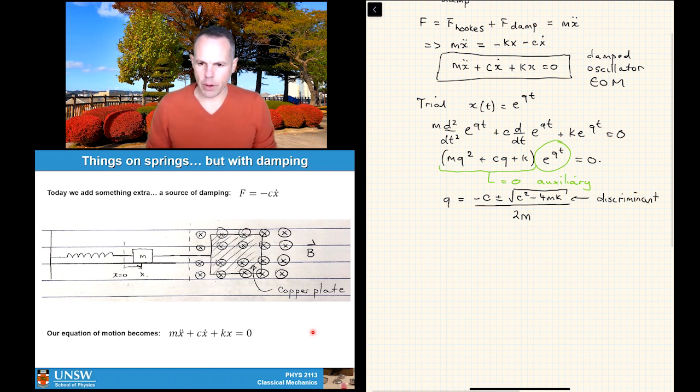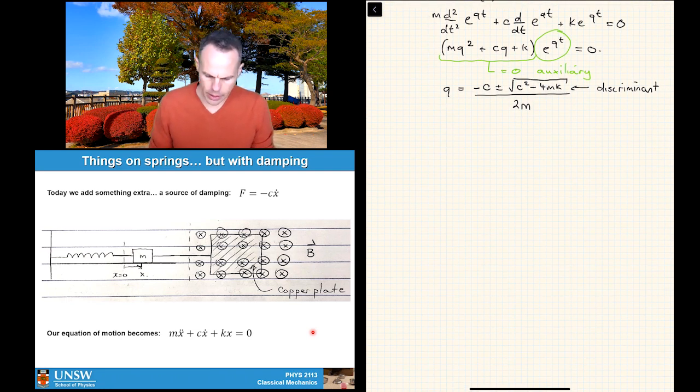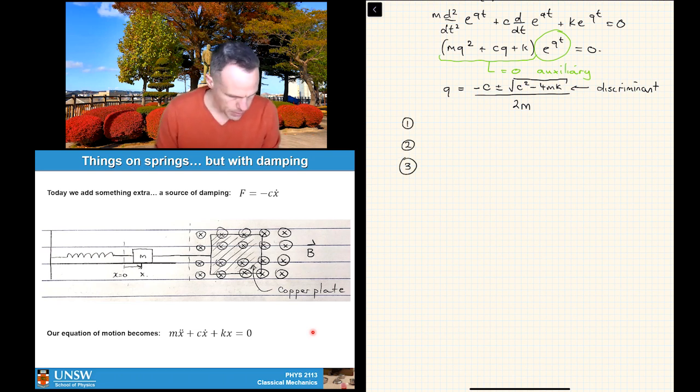As you know, for quadratic problems that you'll have done in high school and first year university maths, the thing that's really important is the term inside the square root, called the discriminant, because it determines the nature of the solutions that you're going to get out of this. There's c squared minus 4mk, and so we get 3 different cases. There's case 1, case 2, and case 3. Let's write them up. The first one is that c squared minus 4mk is greater than 0.